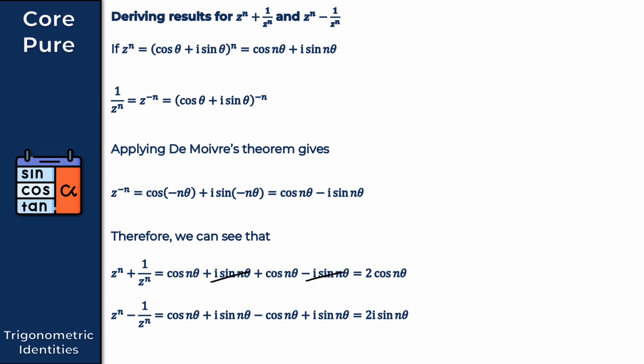And in a similar fashion here then, so for z to the n minus 1 over z to the n, well again we have z to the n here, which is just cos n theta plus i sin n theta. We then subtract this result here, so minus (cos n theta minus i sin n theta). So what's going to happen here then is this cos n theta will cancel with this minus cos n theta here. And that leaves us with i sin n theta plus i sin n theta here. And again, once we simplify here, we obtain 2i sin n theta. So that gives us the derivation then of z to the n plus 1 over z to the n and also z to the n minus 1 over z to the n.